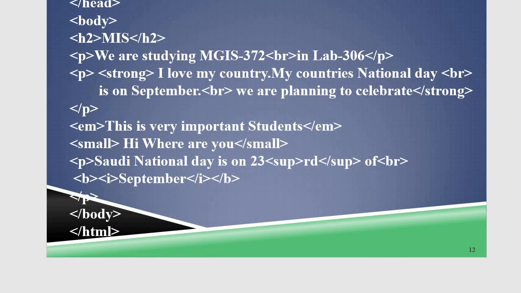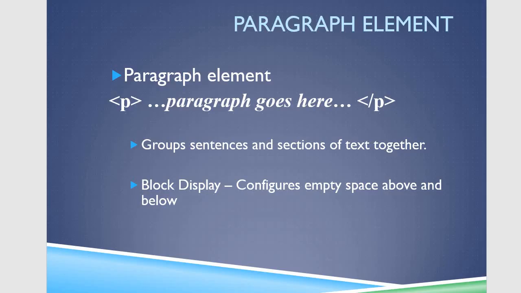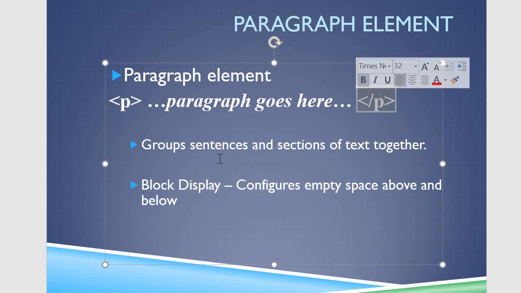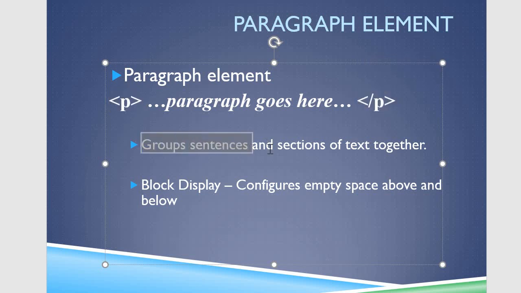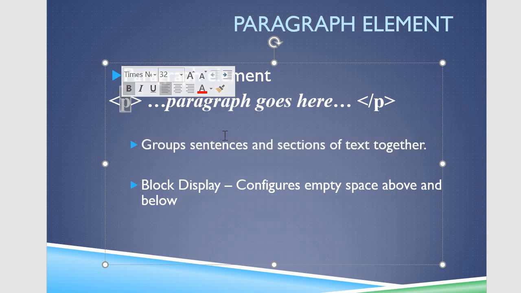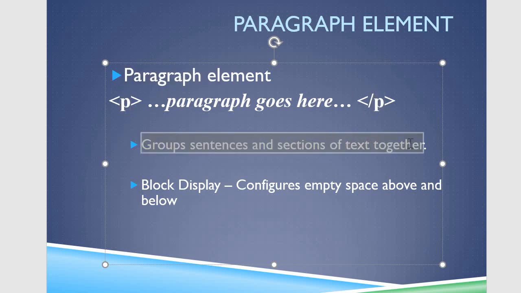Then paragraph element, P. See, P. So it groups sentences and sections of text together. What? Paragraph element, P. Group sentences and sections of text together. Which tag? P.